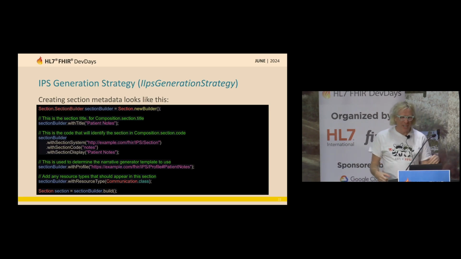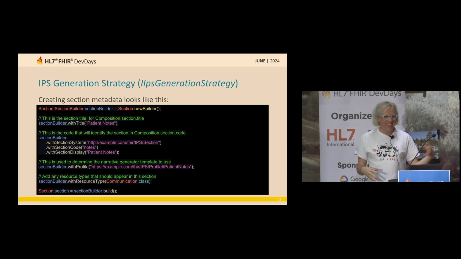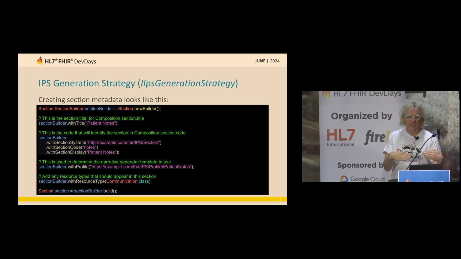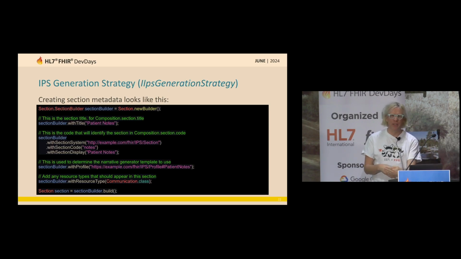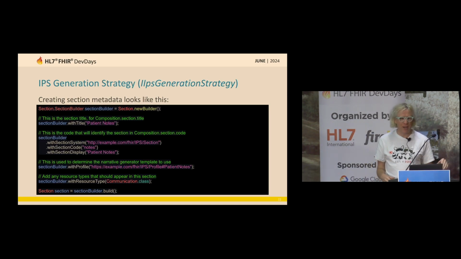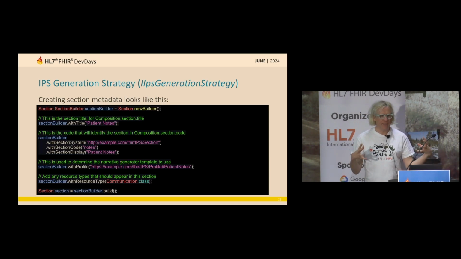Here we go. You give it a title for the section. You give it a code for the section. You give it a profile for the section. It's interesting to note here, the profile for the section doesn't actually appear in the document anywhere. The only reason the profile is important is because we use it to figure out which narrative generation template to use. I'll talk about that in a minute. It is important, though, because you have to generate narratives for these things. And then you tell it what types of resources are ultimately going to appear in that section.